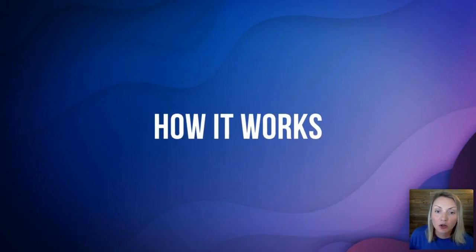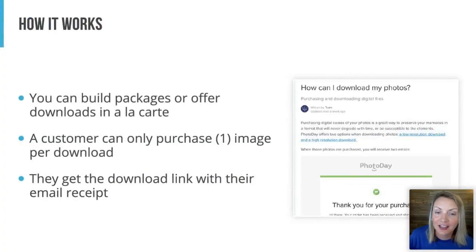So let me show you a little bit about how that social sharing download strategy works today in Photoday. You can build packages, or you can offer these downloads a la carte. A customer can only purchase one image per download. So each download, whether it's a high-res one or a social sharing download, only has one image. It's an actual product by itself. So when they buy a download, whether it's in a package or a la carte, they're going to get an email download link within their email receipt.